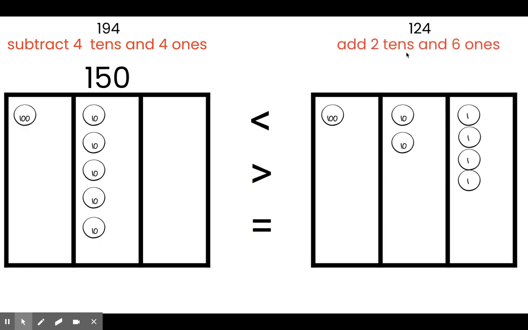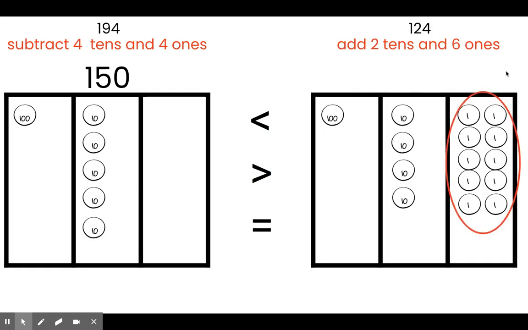Let's see what we can do over here to 124. I'm going to add 2 tens and 6 ones. I'll put my 2 tens here and I'll add my 6 ones in the ones place value spot. Watch closely. There we go. 2 tens and 6 additional ones. I know that once I get 10 ones, I have a group of 10, which is enough to trade for one of the next largest unit. So that means I have 1 group of 100 and 1, 2, 3, 4, 5 groups of 10.